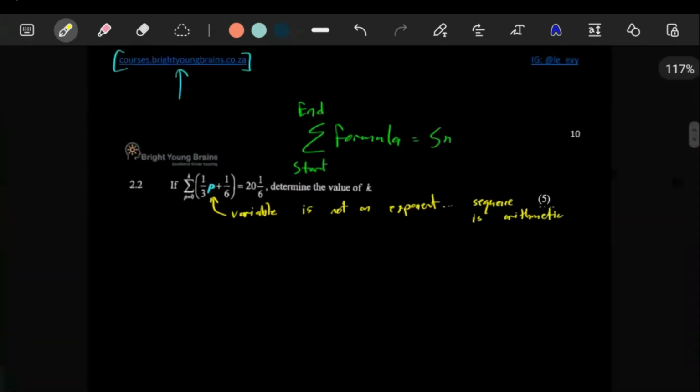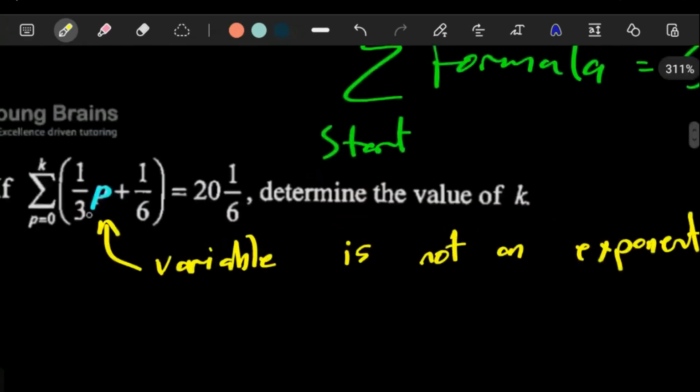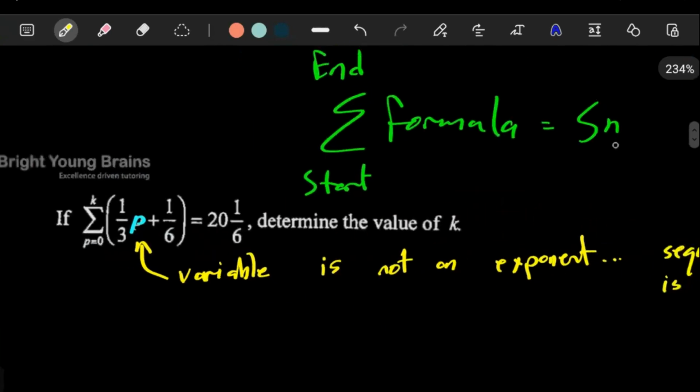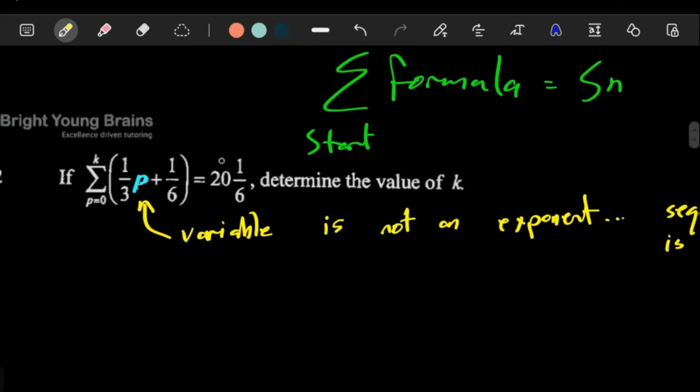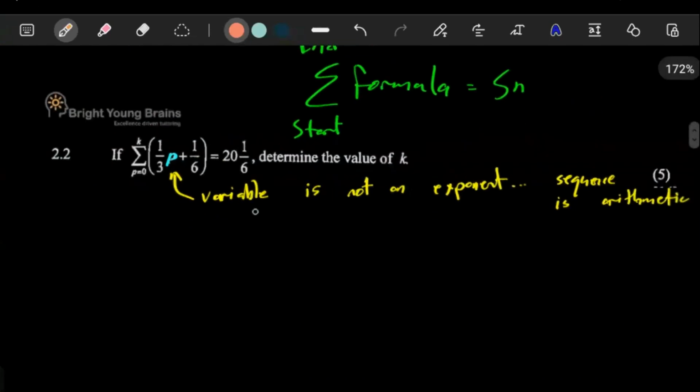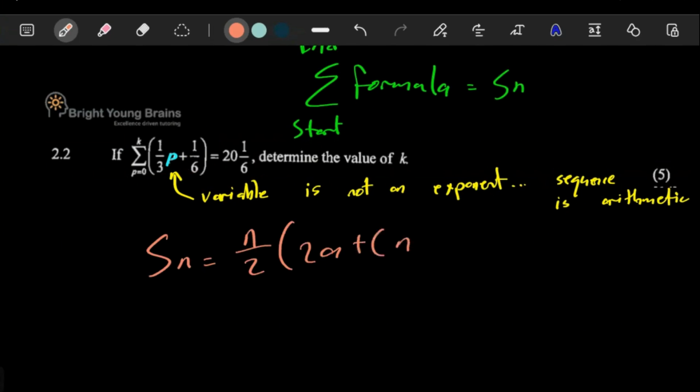So the reason that's important is you just have to keep in mind that this is just an equation given. The Sn is this number. This is the value for Sn. This is supposed to give you all the pieces of information that you're going to put into your Sn formula. Because your variable is not an exponent, you're dealing with an arithmetic sequence. The moment you know that, you write out the Sn formula for an arithmetic sequence, which is on your formula sheet.